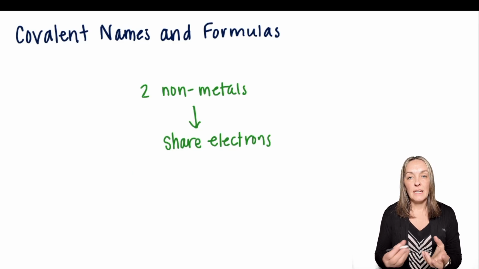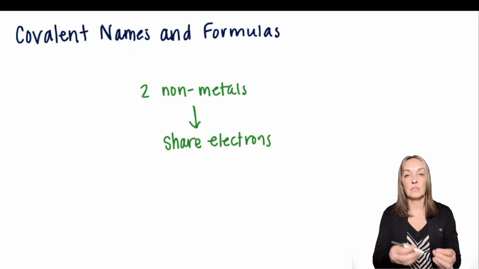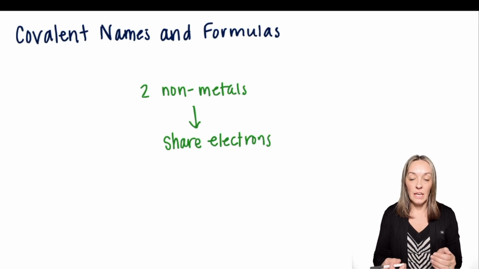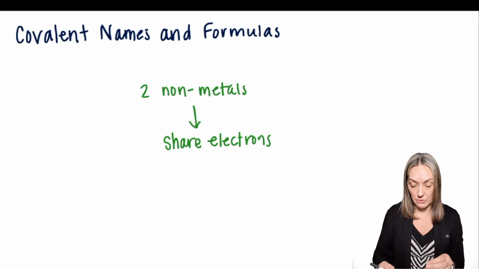We see that nonmetals tend to have a high electronegativity, and for that reason, neither nonmetal is strong enough to pull an electron away from the other. So instead, they settle on sharing. Now, this is important because this is where they are different from ionic compounds.